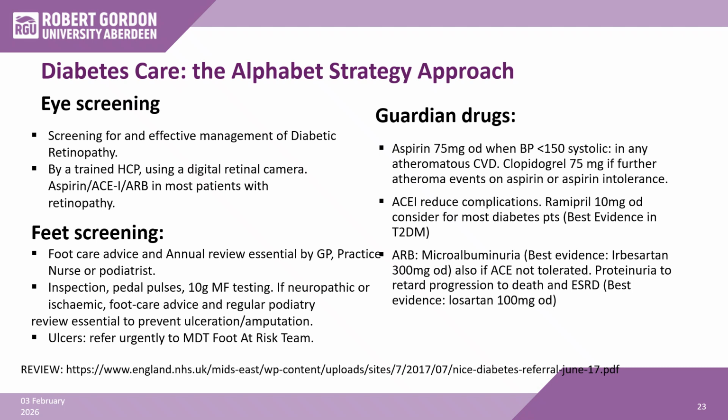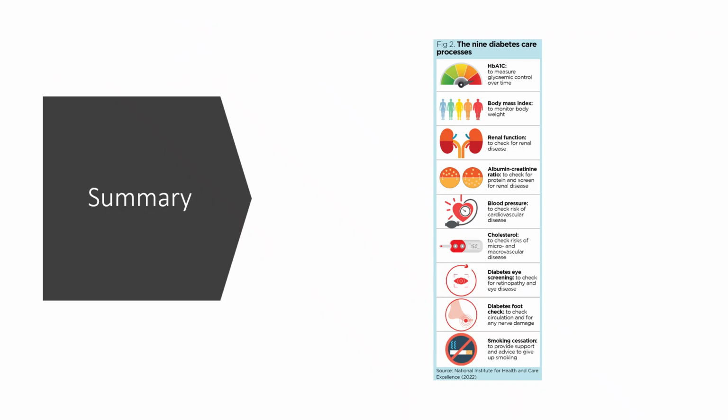And then after F is the G. There are guardian drugs that should be initiated in people with diabetes, and these are listed here. We have aspirin, clopidogrel if there's an aspirin intolerance. There's also ACE inhibitors, which have been shown to reduce complications, and also ARBs. Okay, these are all important to be considered guardian drugs in that ABCDEFG strategy.